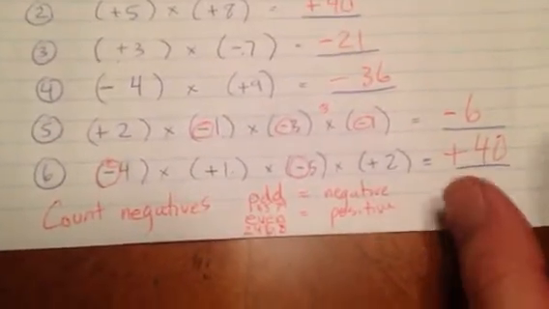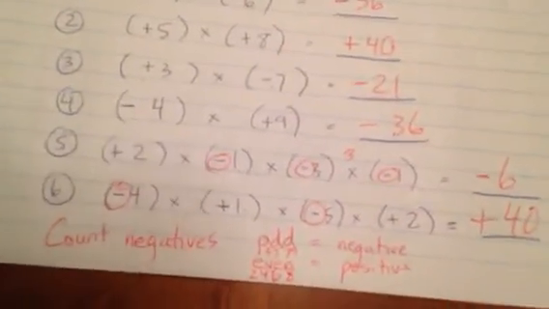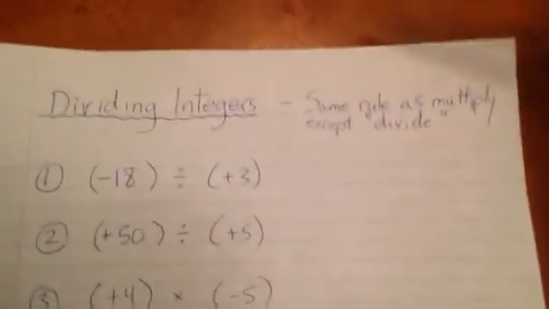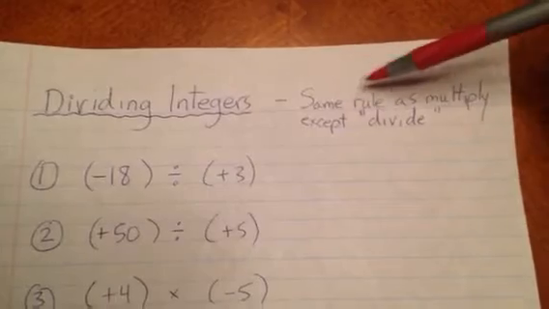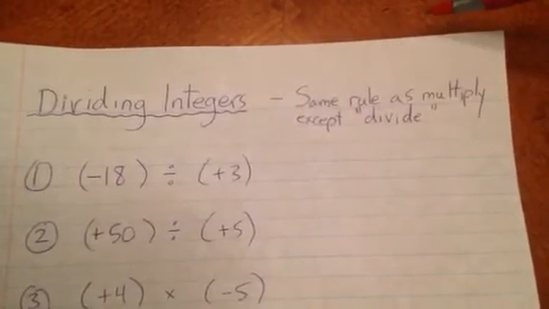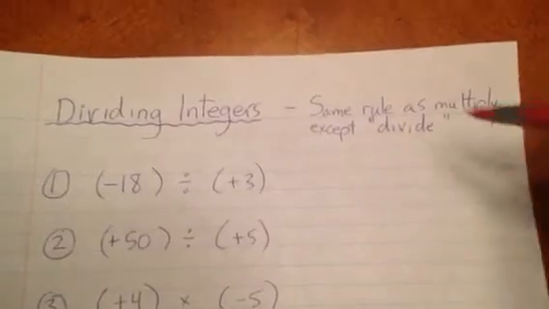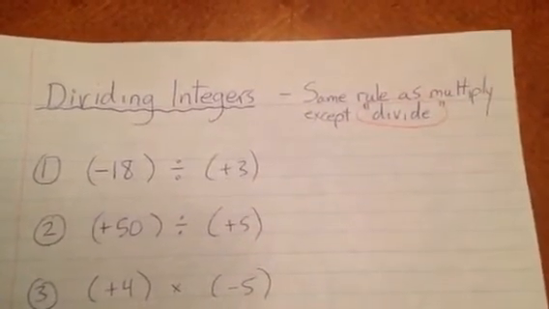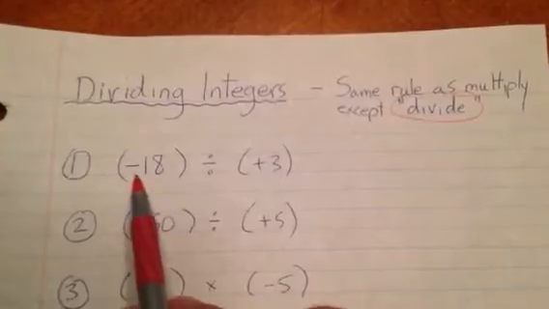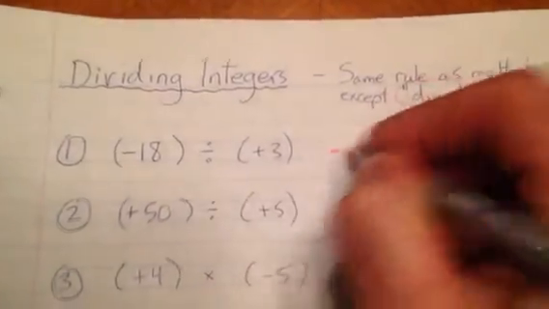Okay, and that's how you multiply. Pretty straightforward. And guess what? Dividing, no different. Dividing integers is exactly the same as multiplying. Same rule as multiply. Same signs is positive. Different signs, negative. The only difference is you divide, you don't multiply, right? So here we have negative, positive. Different signs, the answer is negative.